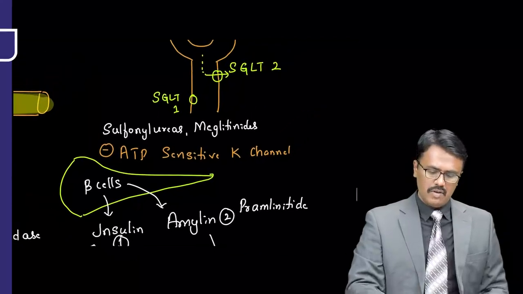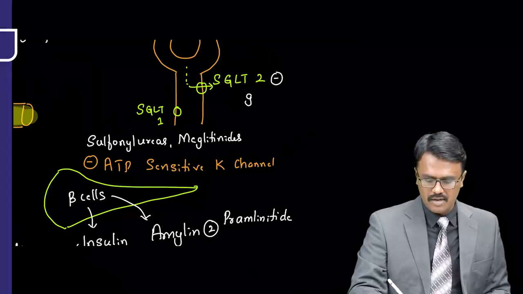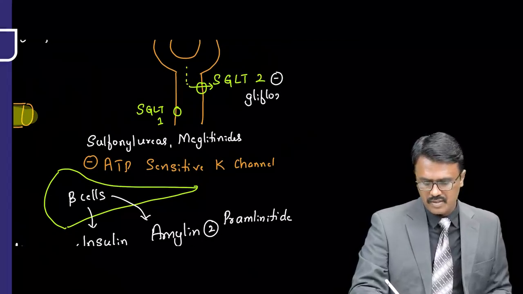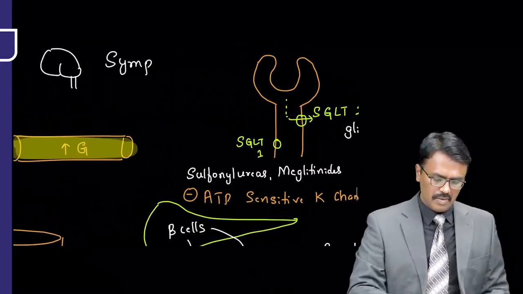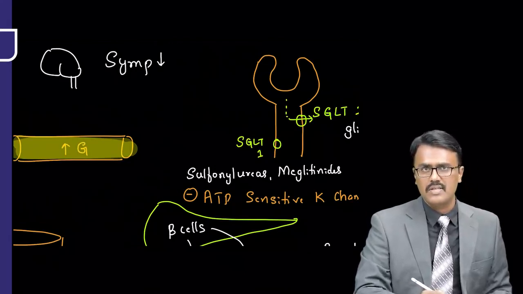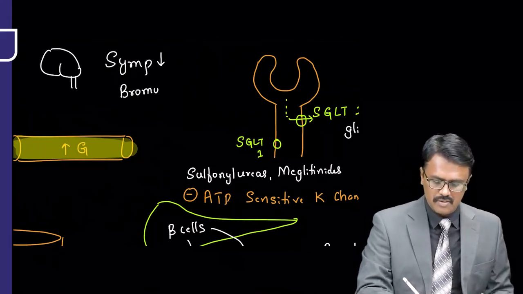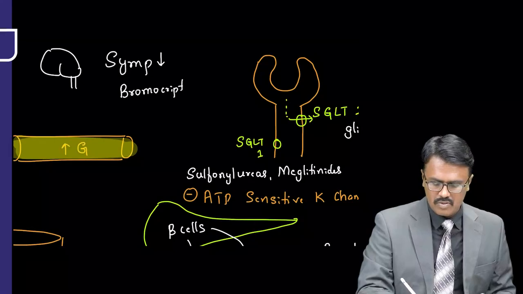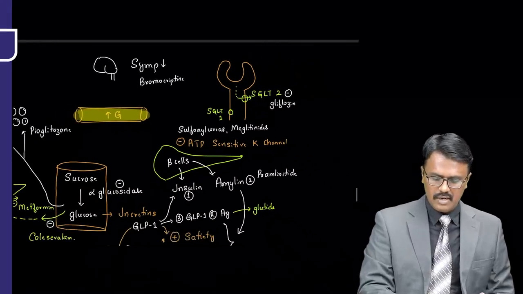Now we have another target. You can inhibit the sodium glucose transporter, and they all end with gliflozin. And recently we have come across a drug which decreases the sympathetic surge that occurs in the early morning, and that is bromocriptine. So these are the various targets we have in treating diabetes.